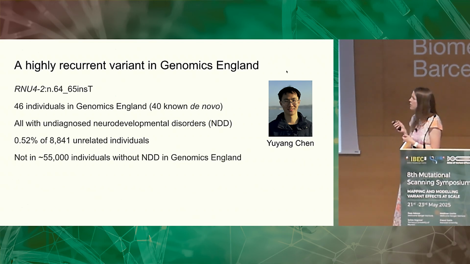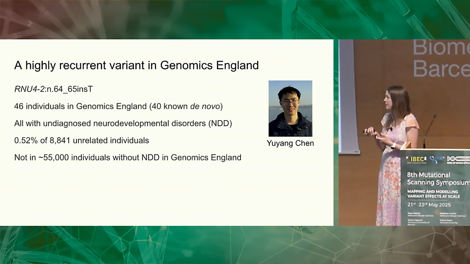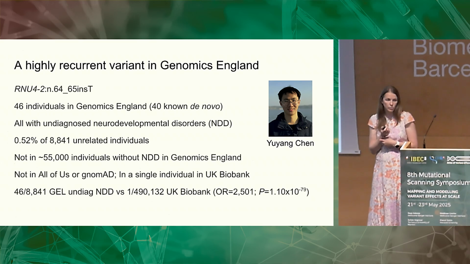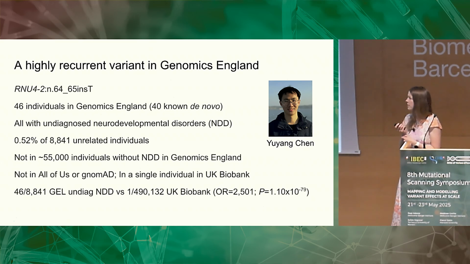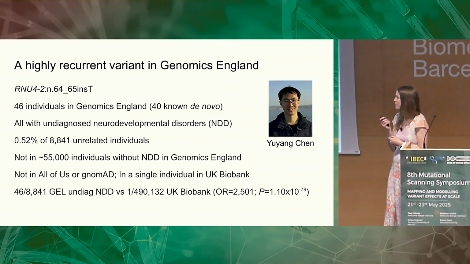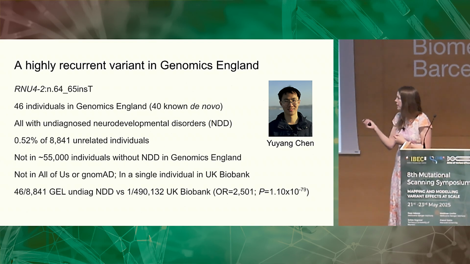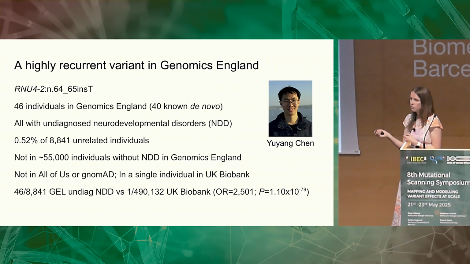There are about 55,000 individuals in Genomics England that don't have NDDs, and none had this variant. When we looked in the population cohorts, it wasn't in gnomAD or All of Us, and it was in a single annoying individual in the UK Biobank. I still don't know why. My only assumption is that it's somewhat mosaic. But nevertheless, we get this stupid odds ratio for a rare disease of 2,500.